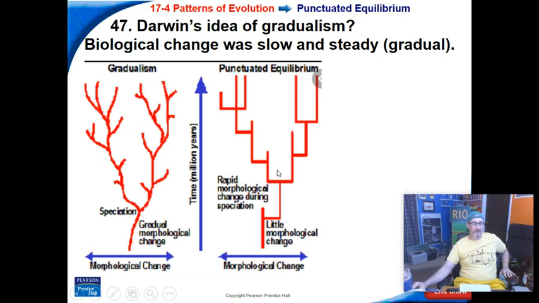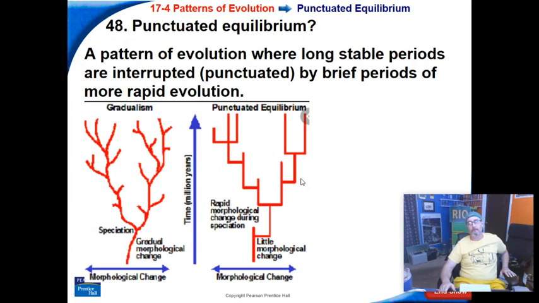Punctuated equilibrium, on the other hand, is no evolutionary change and then rapid change, and then no evolutionary change and then rapid change. And we'll get into the types of things that cause punctuated equilibrium in just a moment. All right, moving ahead. In punctuated equilibrium, long stable periods are interrupted by brief periods of more rapid evolution.